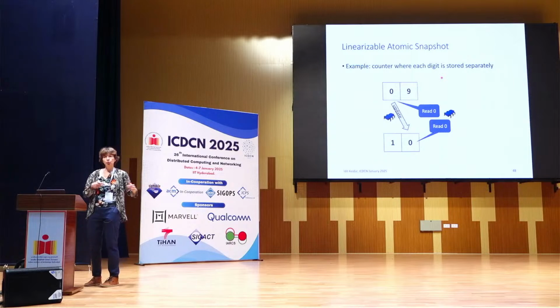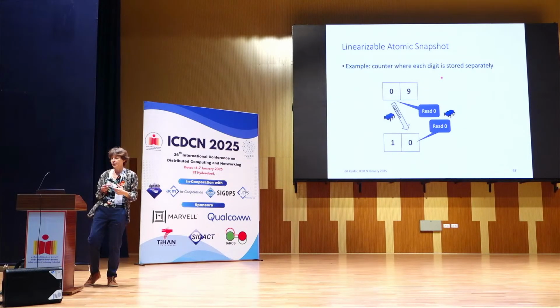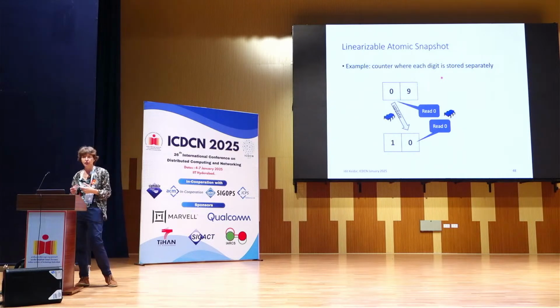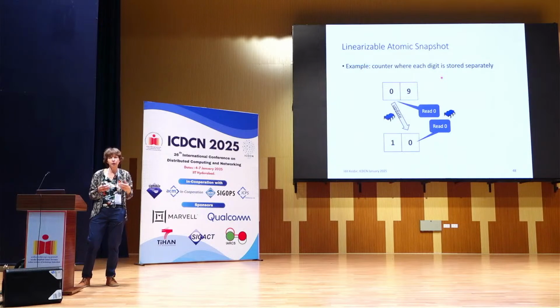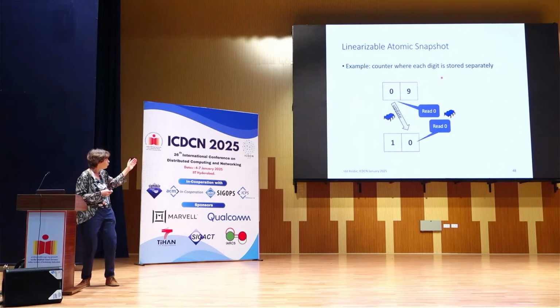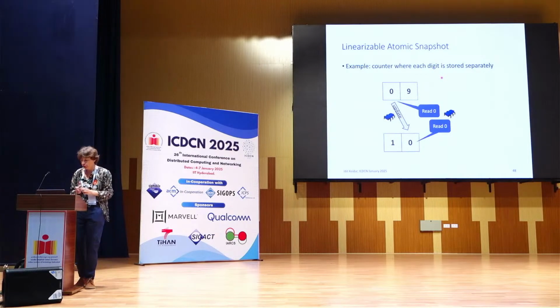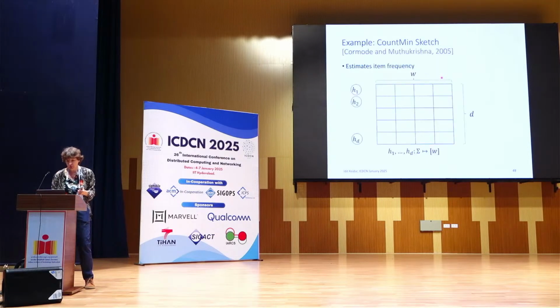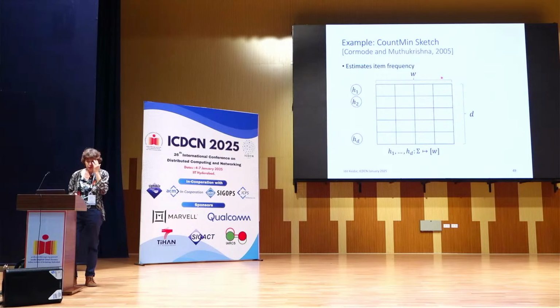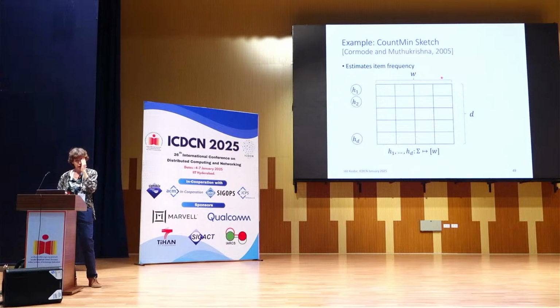If we read this during the change, we might read the 0 before the increment and the 0 from the second word after the increment, and get the value of 0 for the counter. So in order to make sure the counter is still monotonic, we need an atomic snapshot. We need to be able to read both of these words at a common point in time. So that's just a simple example. Here's an example where it comes up in a sketch. This is actually a really popular sketch by Graham Cormode and Krishna, and it's called the Count-Min sketch. It estimates item frequency.